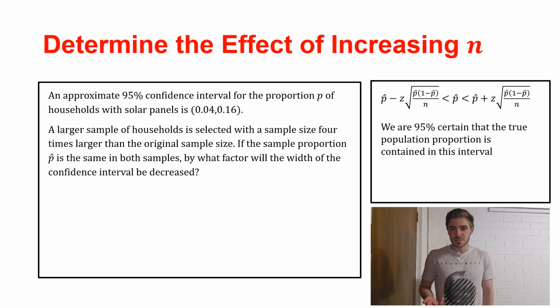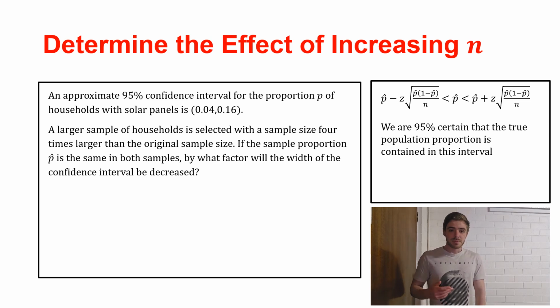One question that comes up somewhat often is to determine the effect on the width of a confidence interval by changing the value of n. This question here is asking us to figure out what happens to the width of the interval when we use a 4 times larger value of n. The fastest method of solving this would be to do it proportionally.